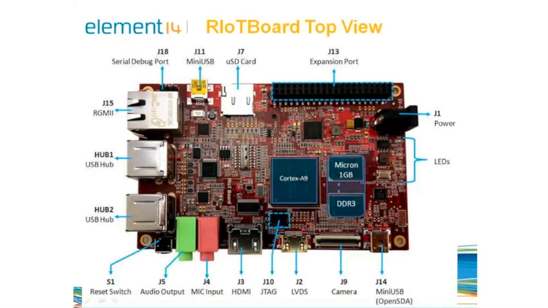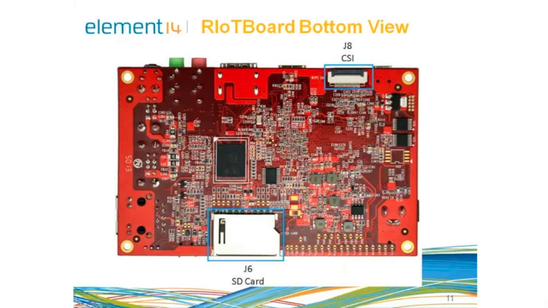Now, this is the top view of the RIoTboard. We can see plenty of interfaces that we discussed in our functional block diagram view, and each of these interfaces we will discuss in detail in the coming slides. This is the top view of the board. This is the bottom view of the board. We can see a couple of interfaces here as well. And as we can see, it is a multi-layered PCB.